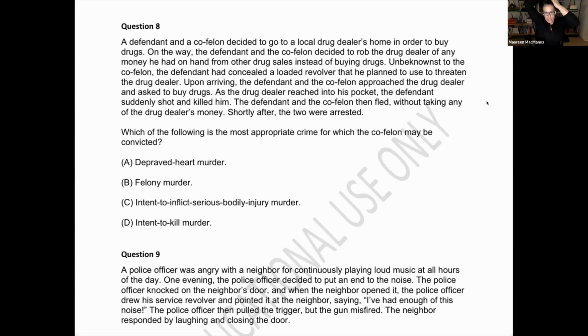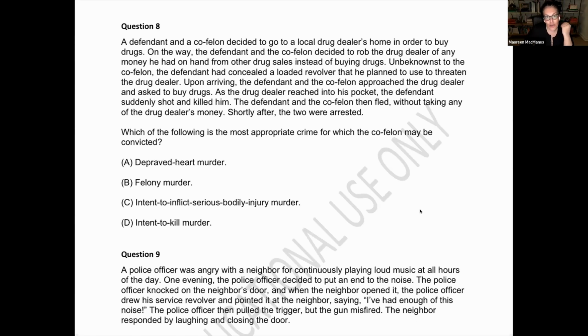As the drug dealer reached into his pocket, the defendant suddenly shot and killed him. The defendant and the co-felon then fled without taking any of the drug dealer's money. Doesn't matter. Shortly after, the two were arrested. So, what kind of crime did they commit initially? What did they set out to commit? Robbery. So, when you commit robbery, you can be convicted of felony murder. And here it was felony murder. So, the answer is B.